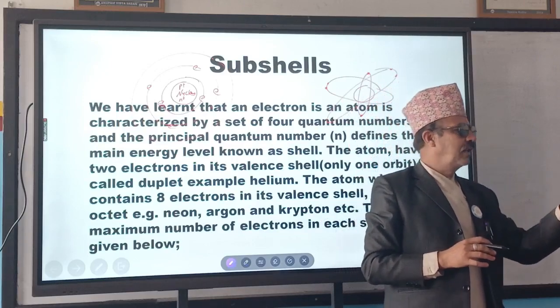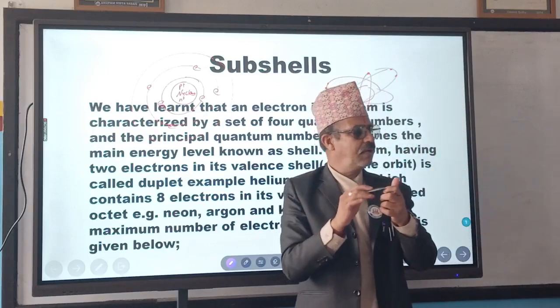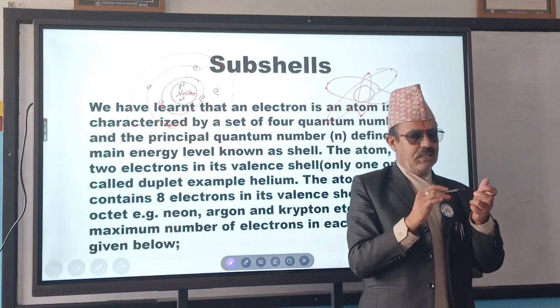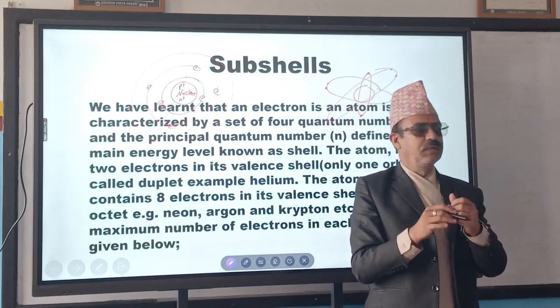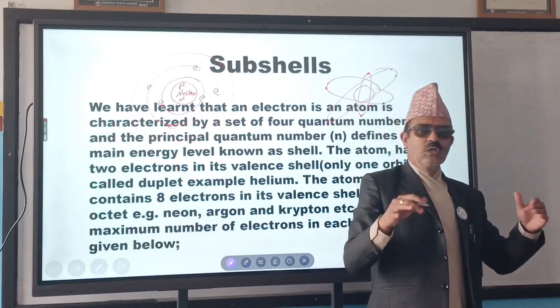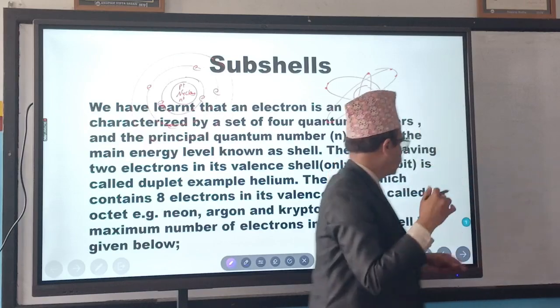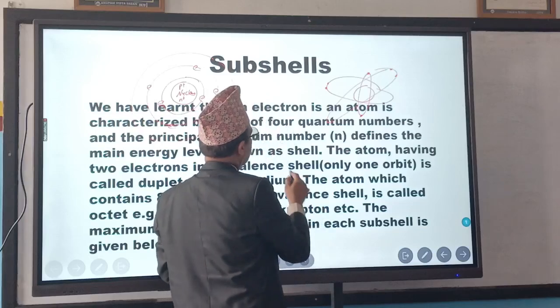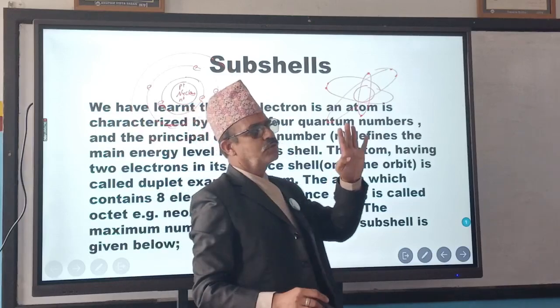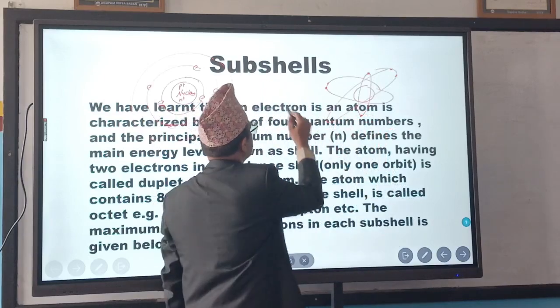Earlier we learned shells. What are the examples of shells? K, L, M, N, O, P. They are also called energy levels. But scientists found that there are not only K, L, M, N, O, P. There are many more. And they termed it especially subshell. There are 4 subshells. How many? 4. What are the 4 subshells?